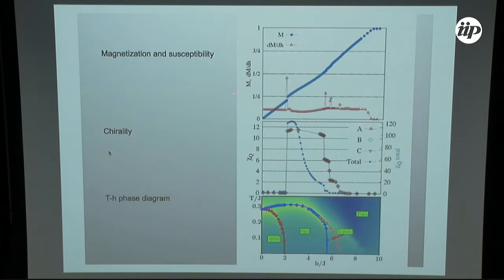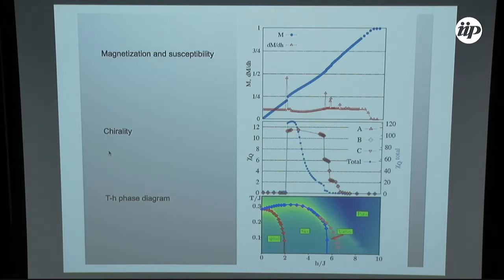So here is magnetization and susceptibility as a function of the field. All 3 pictures are as a function of the field. So this is the previous one, this is the phase diagram. And here, magnetization just changes slope, but you see the peaks in the susceptibility. Here the chirality is a Skyrmion number, let's say, per sublattice. If you look at this, you get 0. That's normal, it's a spiral. And then you get some number here, which is non-zero and almost constant, and then it starts to decrease.